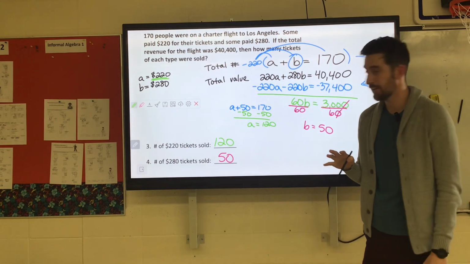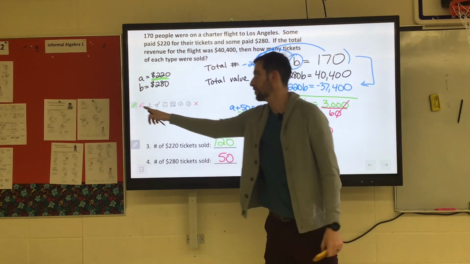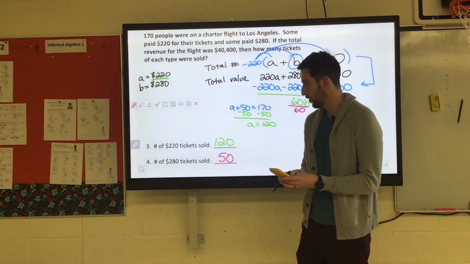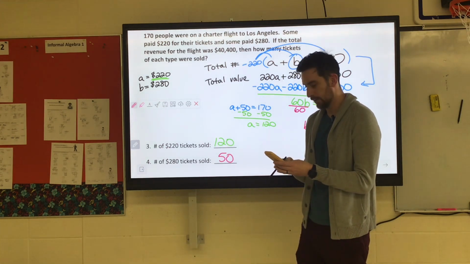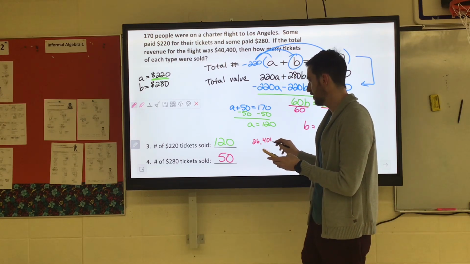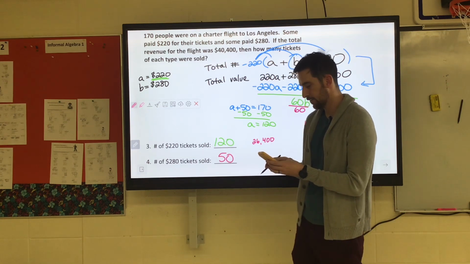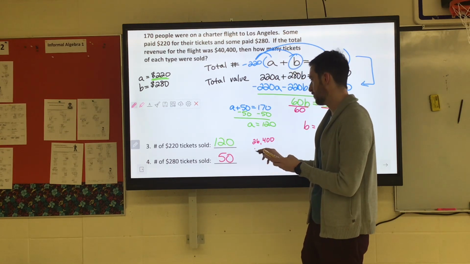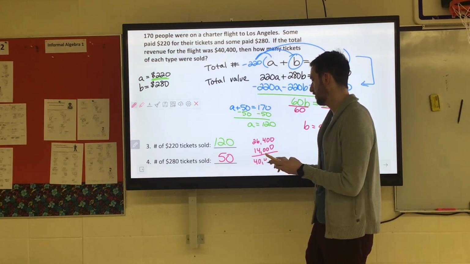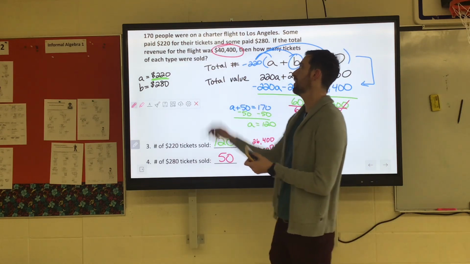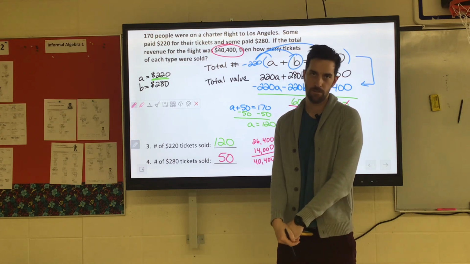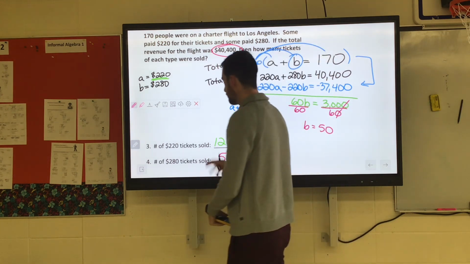Now you could check this if you had some extra time. Each one of these 120 tickets is $220, so you could multiply 120 times 220, and that would be $26,400. If you did $280 times each of those 50 tickets, that's $14,000. And then if you add those up, it's $40,400. What? Are you serious? It's almost too much fun. That's the second type of problem.